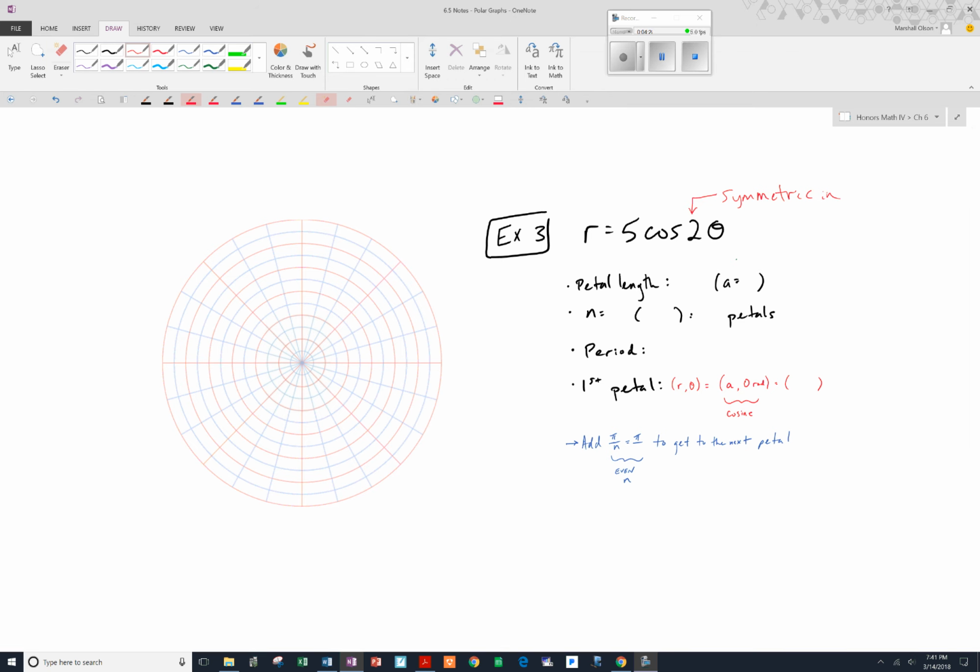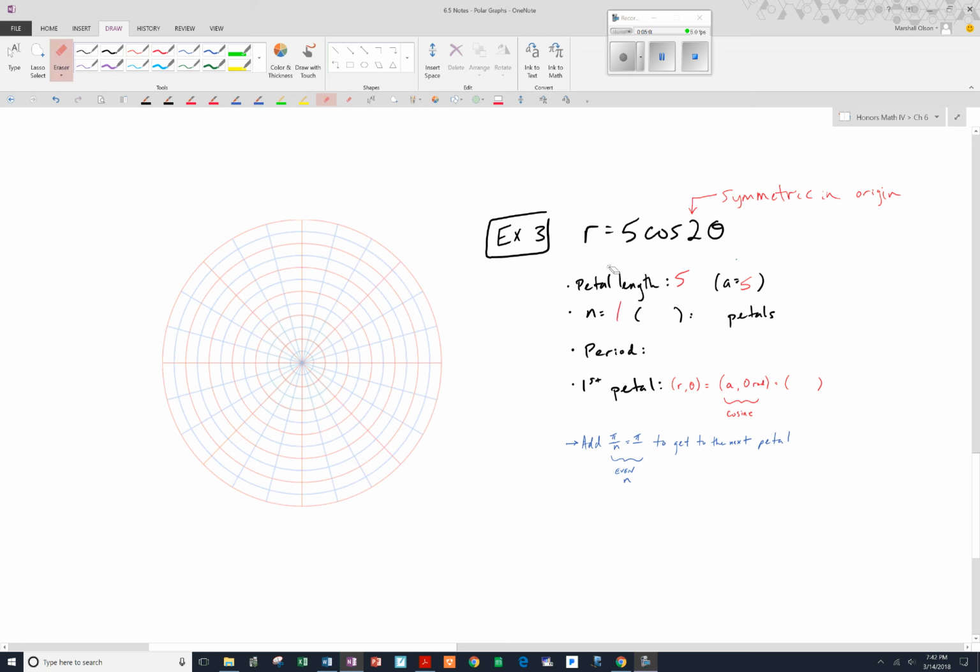Notice first that this is going to be symmetric since it's a cosine and this is even. Well, the fact that it's even kind of trumps the fact that it's a cosine. It's going to be symmetric in the origin, or the pole, and that means that it's symmetric on both the x and y axes. Okay, it doesn't matter if it's cosine or sine. The petal length is going to be 5 because a is 5. We are going to have 4 petals.